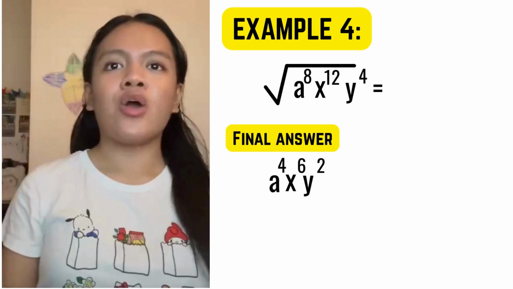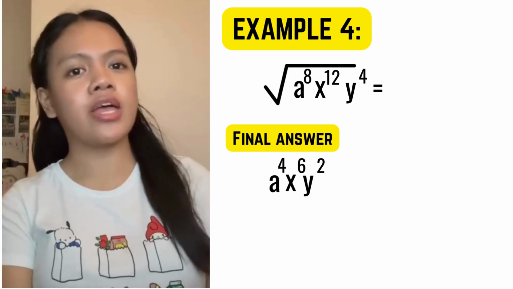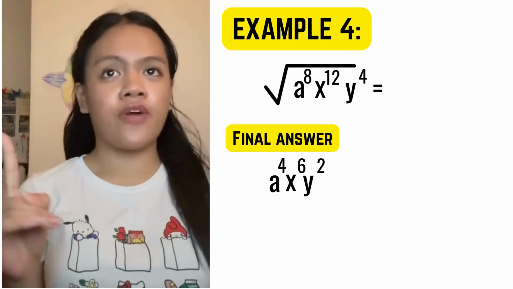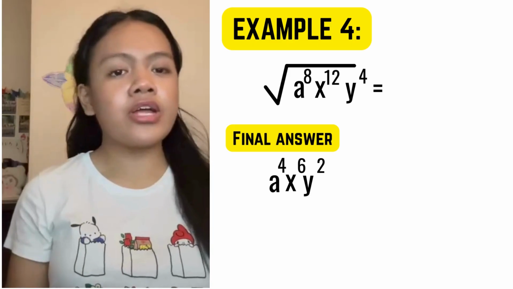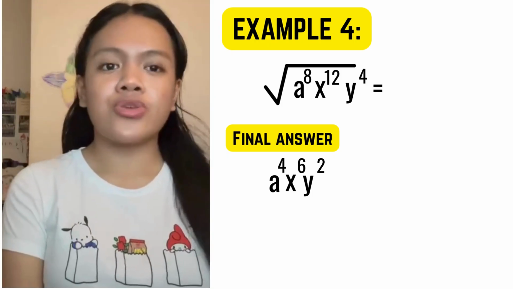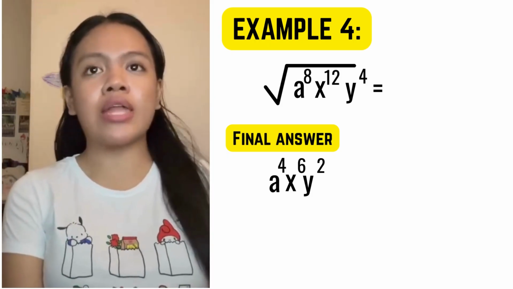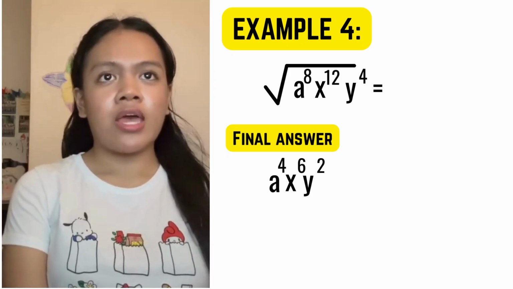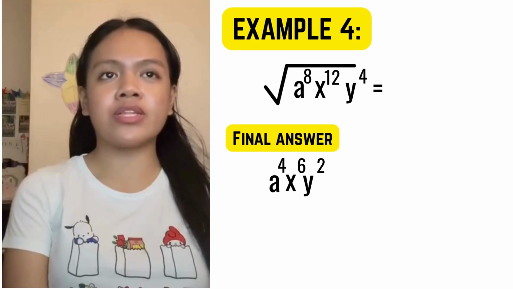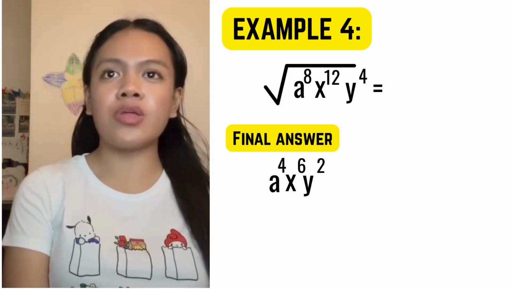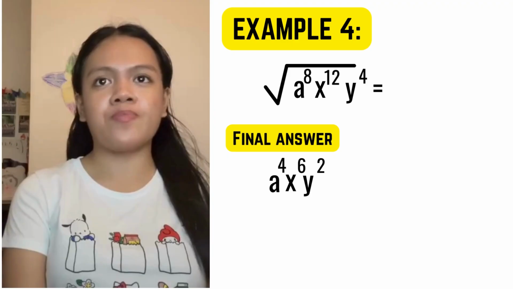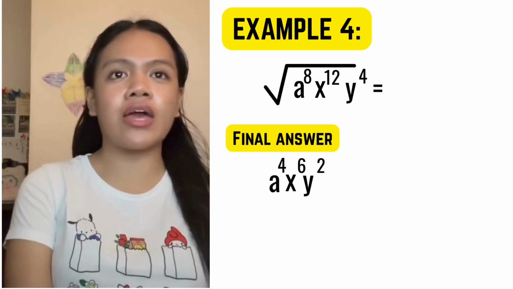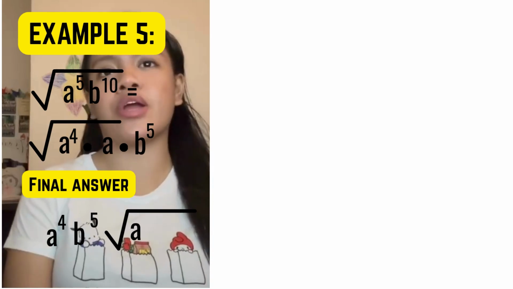Example 4. We have the square root of a raised to 8, x raised to 12, and y raised to 4. Step 1. We divide the exponents by the index. In our example, it is a square root. So, we divide 8 by 2 and the answer will be a raised to 4. 12 divided by 2 is 6. That will give us x raised to 6. And 4 divided by 2 will be equal to y squared. So, the final answer for our equation is a raised to 4, x raised to 6, and y squared.